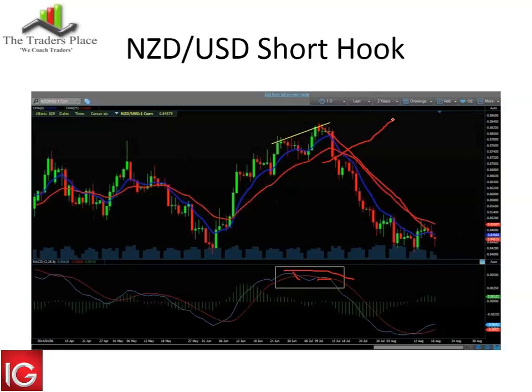And again, on the longs, we've got a support level, and we have a potential for another hook trade on the MACD over there. So keep your eyes on that one if you are a Forex trader.